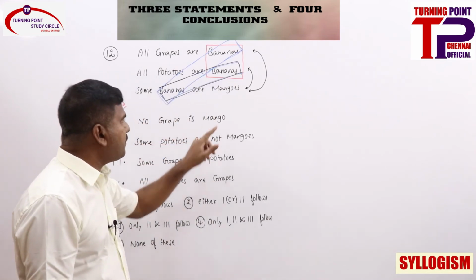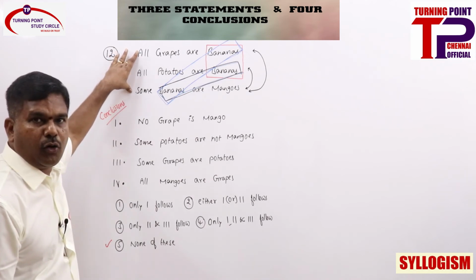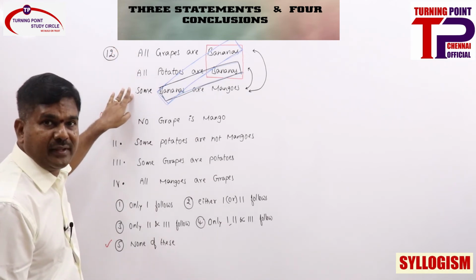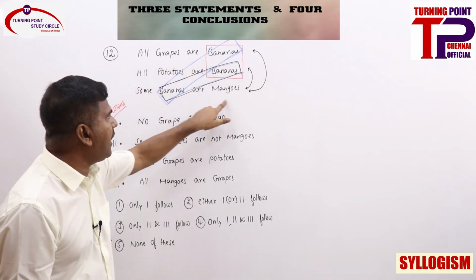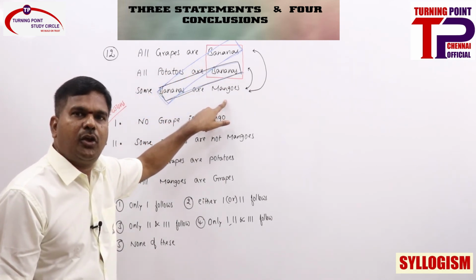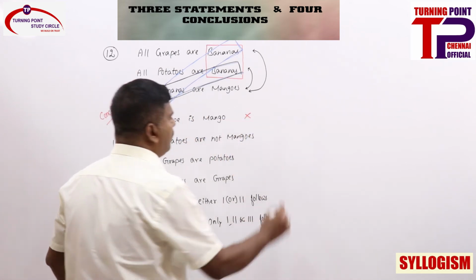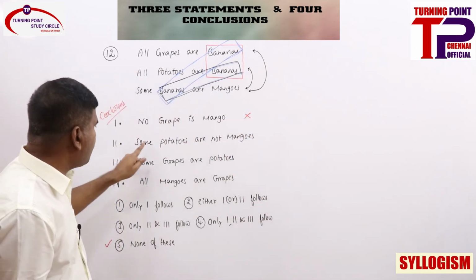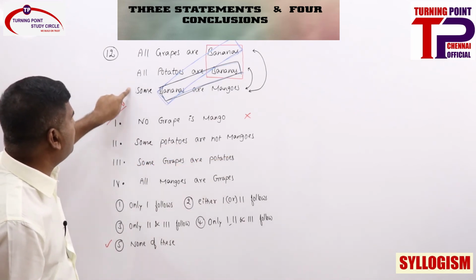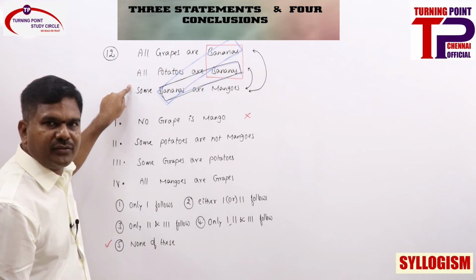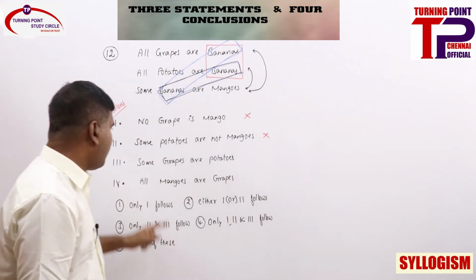So, no grape is mango. Where is grape and where is mango? 1 and 3 statements alone. No need to merge 1 plus 2 plus 3, ma. 1 and 3. So all grapes are bananas. Some bananas are mangoes. But A plus I gives no conclusion. That is the reason no grape is mango is ruled out. Next one, some potatoes are not mangoes. Where is potatoes and where is mangoes, ma? 2 and 3. A plus I gives again no conclusion. That is the reason this one is also ruled out.